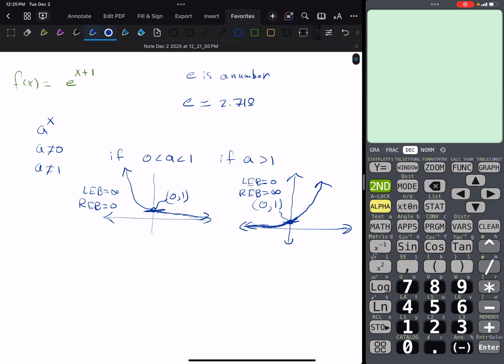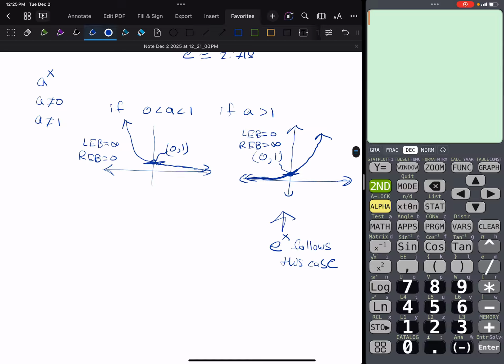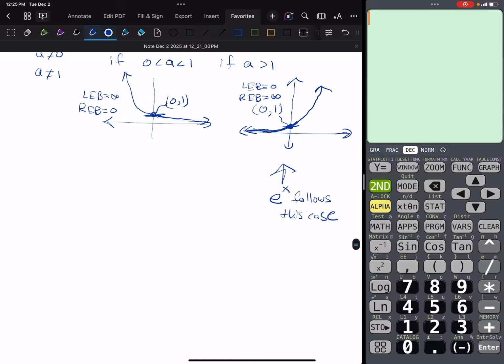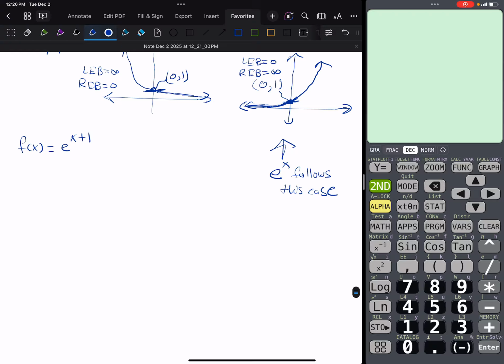Now, since e is approximately 2.7, that places us firmly in the case where a is greater than 1. So e to the x follows this case. Okay, and so now let's go back to what we are actually trying to sketch. We're trying to sketch e to the x plus 1. So f of x equals e to the x plus 1. And so I know that's my base graph for e to the x.